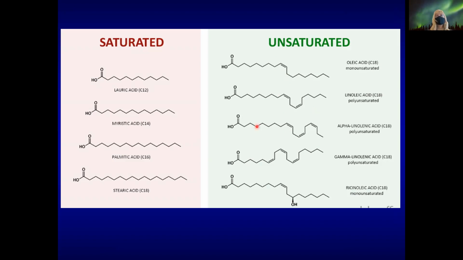And what do you notice? Look at the fatty acid tails on the left, and look how they drew it: up, down, up, down, up, down. What do you see over here on the right?